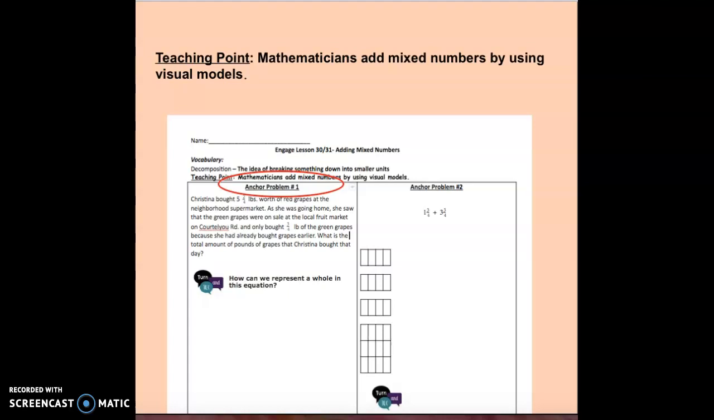So let's look at our first anchor problem. Remember, when we're looking at word problems, we always want to make certain that we are using solve. All right, so it says Christina bought 5 2/4 pounds worth of red grapes at the neighborhood supermarket. As she was going home, she saw that the green grapes were on sale at a local fruit market on Cortelyou Road and only bought 3/4 pounds of grapes because she had already bought grapes earlier. What is the total amount of pounds of grapes that Christina bought that day?